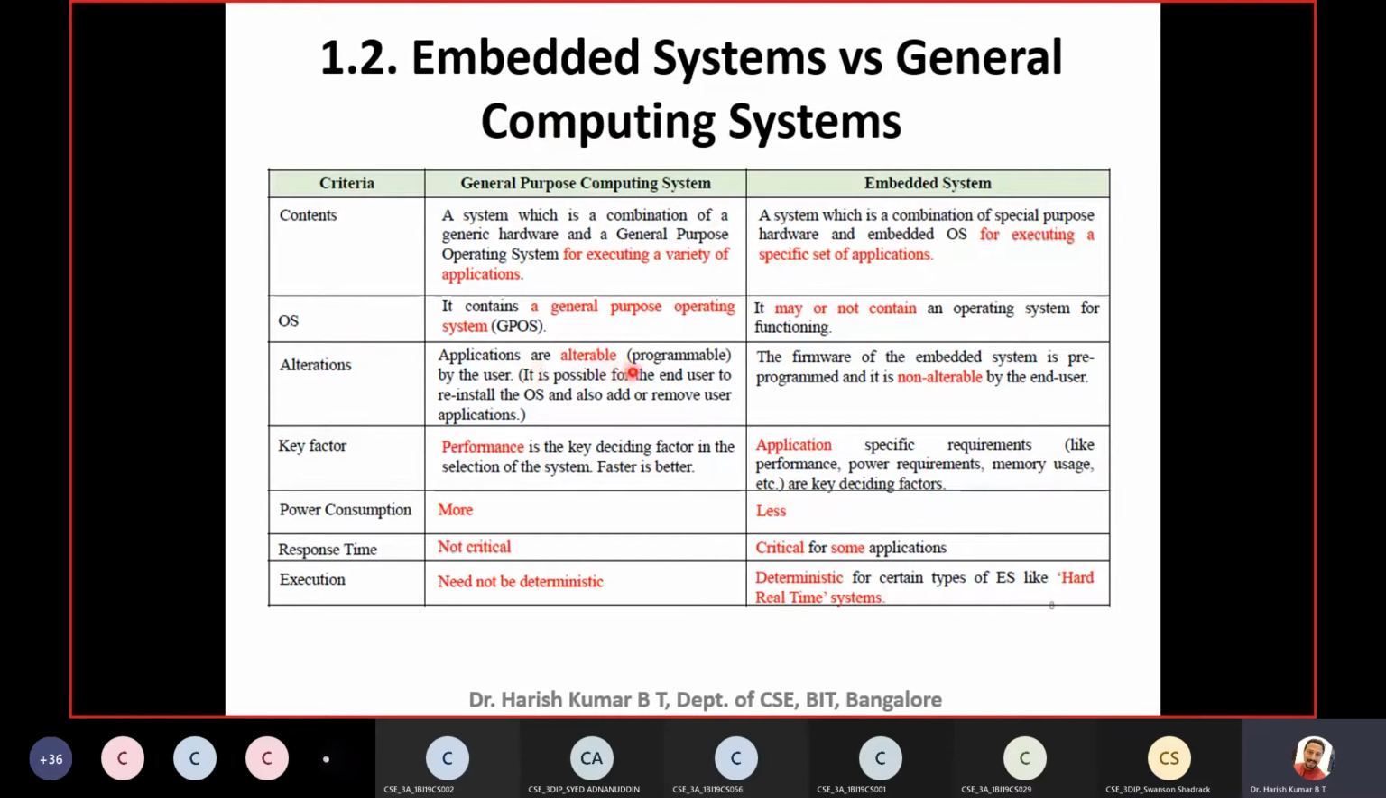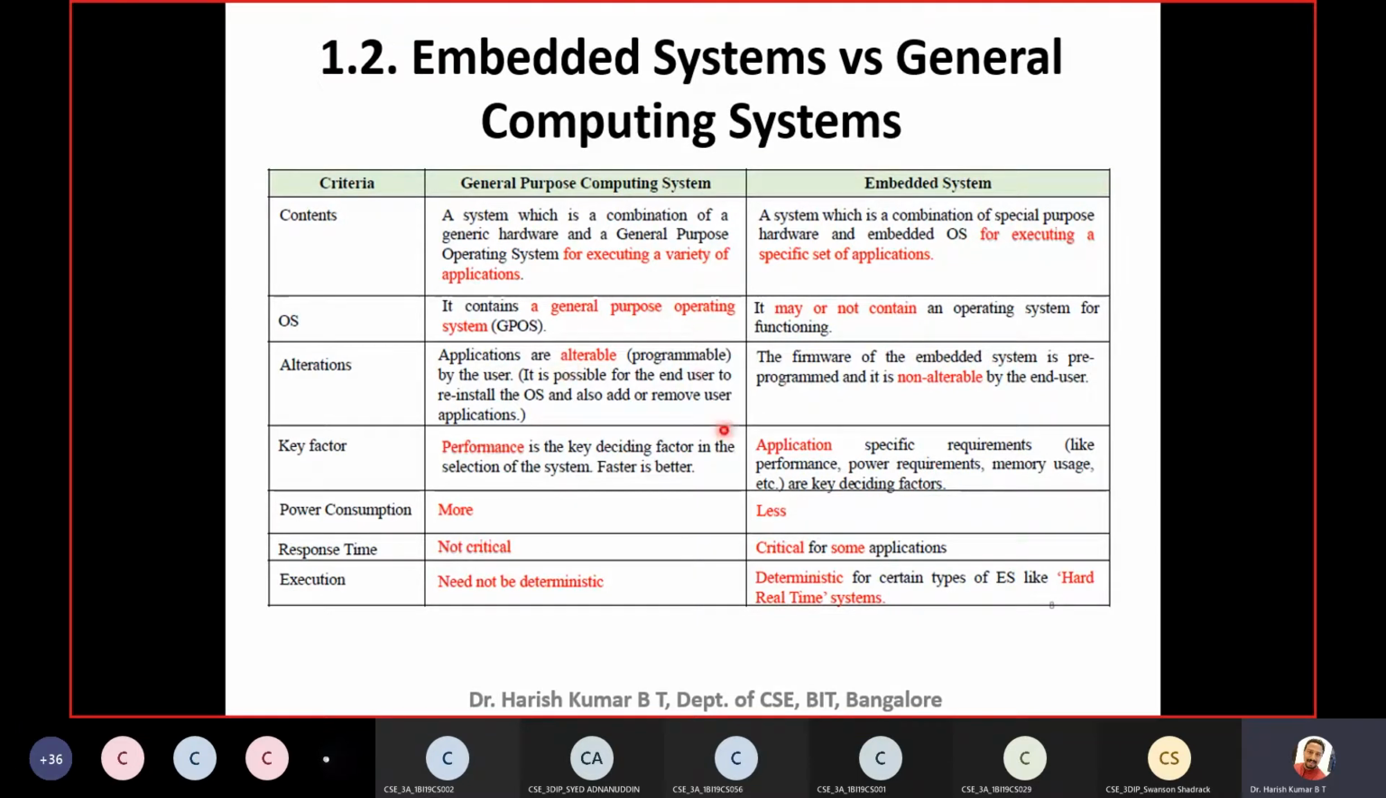So applications are alterable, that means programmable by the user. It is also possible for the end user to reinstall the OS and also add or remove user applications any number of times, and that is what we are doing on the laptop or the desktop system. Whenever I require some application program, I install it, and whenever it is not required, I uninstall it and install one more application which is essential for me right now.